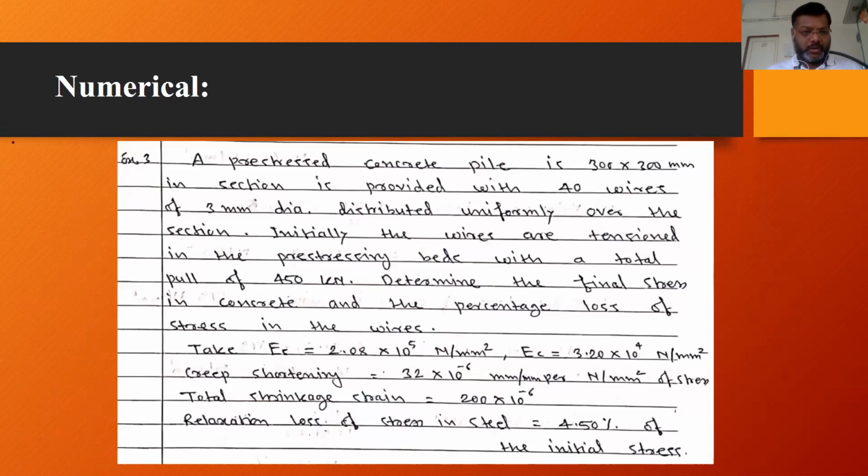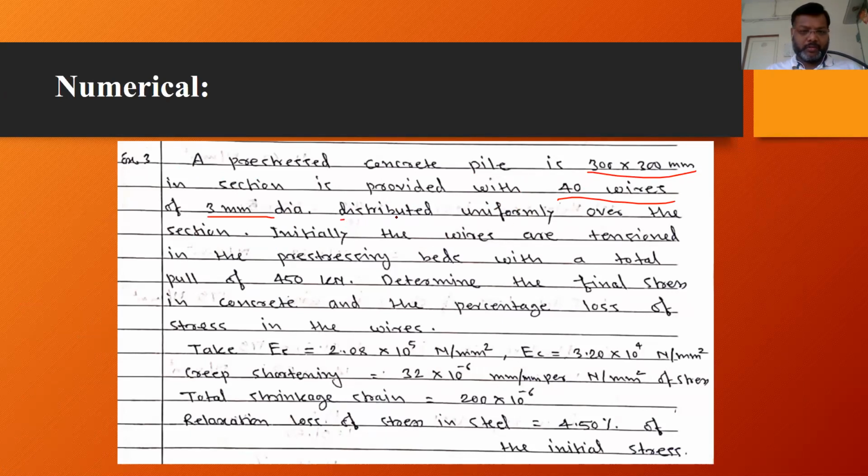So just in this numerical that they have given, there is a prestressed concrete pile which is having a size of 300 mm by 300 mm in section and is provided with 40 wires. The size is 300 by 300 mm and each wire is having 3 mm diameter, distributed uniformly over the section.